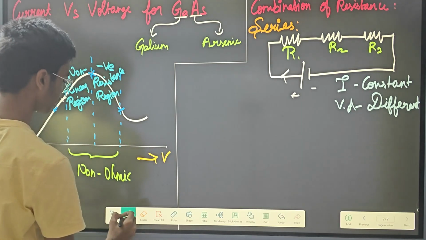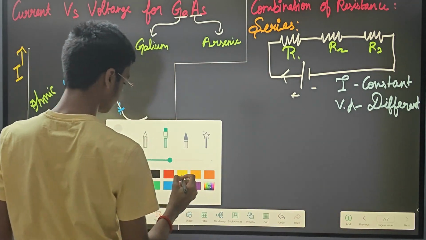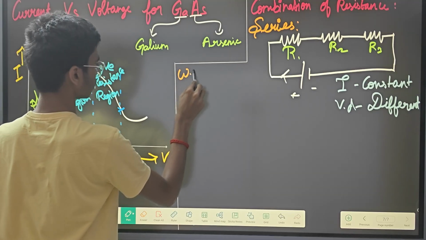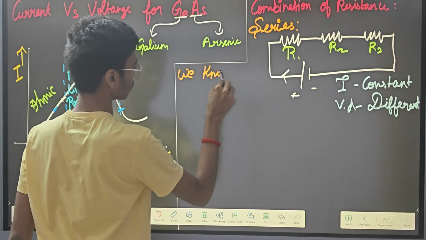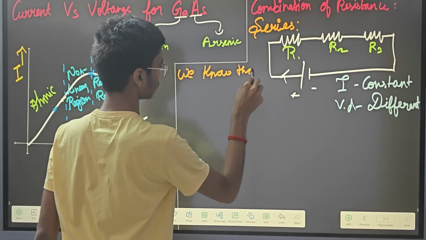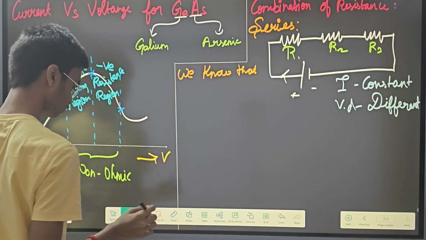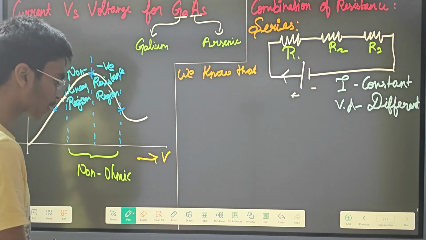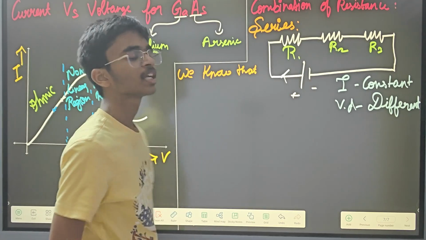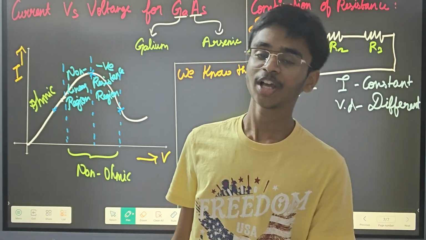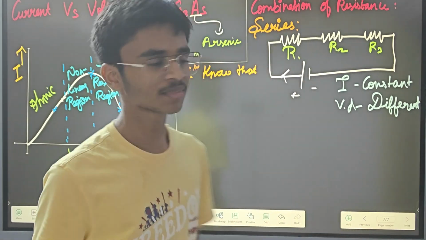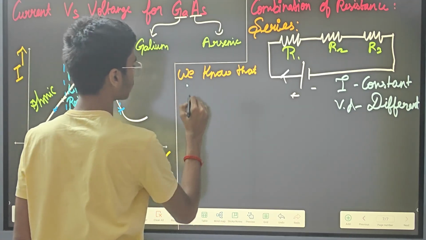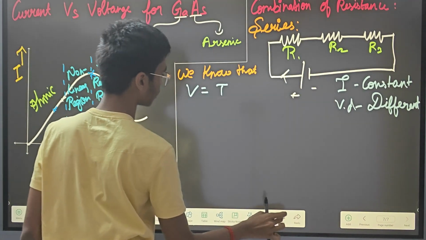So we have the formula. What is different, that only you have to take. Do not take what is common. Here V is different for each resistor, so V is equal to IR. We know that V is equal to IR.